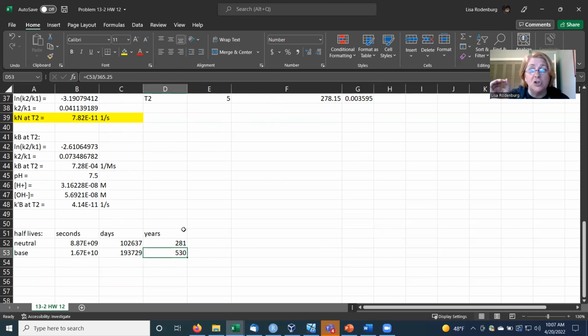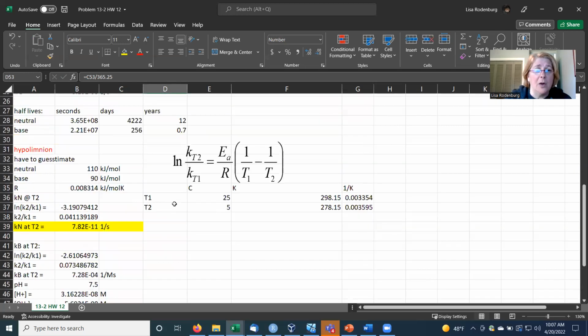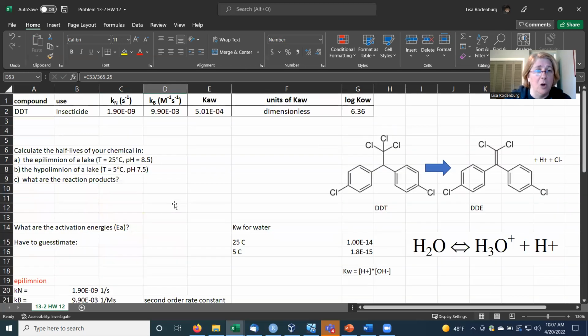Now this should be true for your chemical as well, because remember, all chemical reactions that have an activation energy will get slower at lower temperatures. So your half-lives should definitely go up when you go down to the hypolimnion. And also, again, we have a more acidic pH, so there's less hydroxide around, so the base catalyzed mechanism should get a lot slower. Okay, so that's how to do homework number 12.